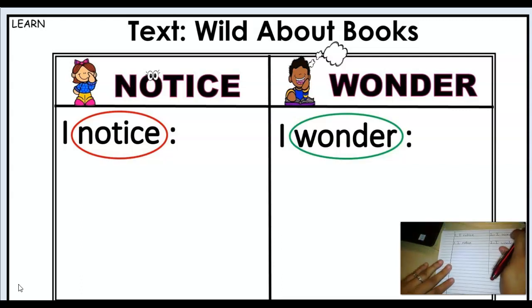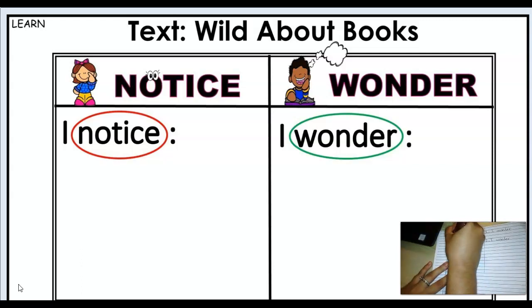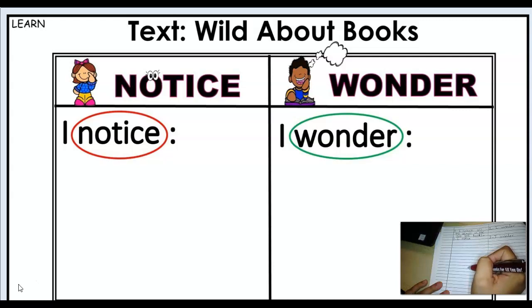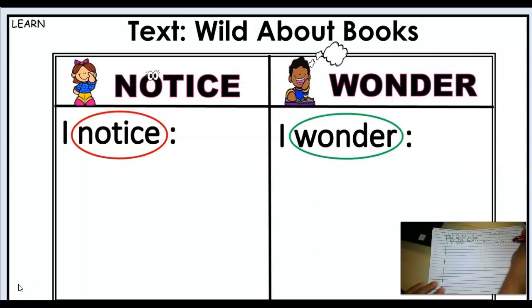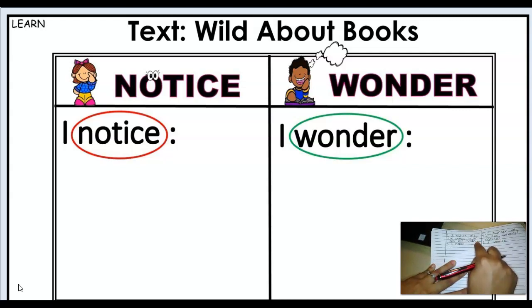I'm going to write, I notice all the animals in the zoo love books. Period. So that's 1 notice that I noticed. You can use my notice and write a new one, or you can write 2 new ones on your own. Another wonder that I have, a question that I have, is something I heard that some of you wondered in our live lesson last week: why are the animals scared? Don't forget your question mark at the end, and your period at the end for your notice.